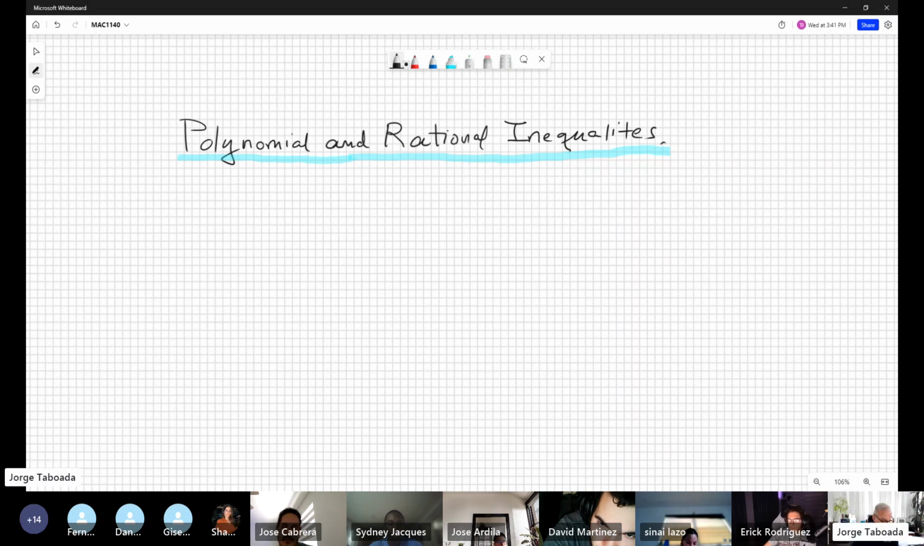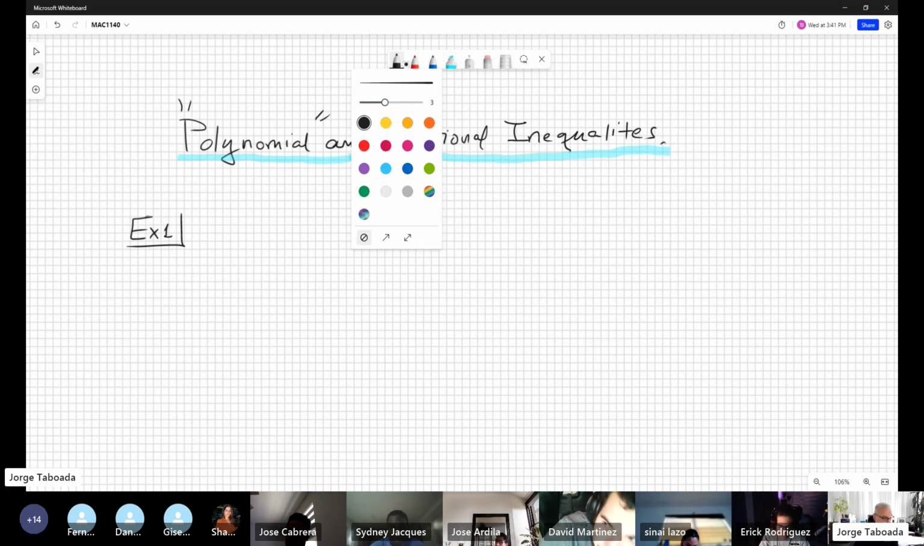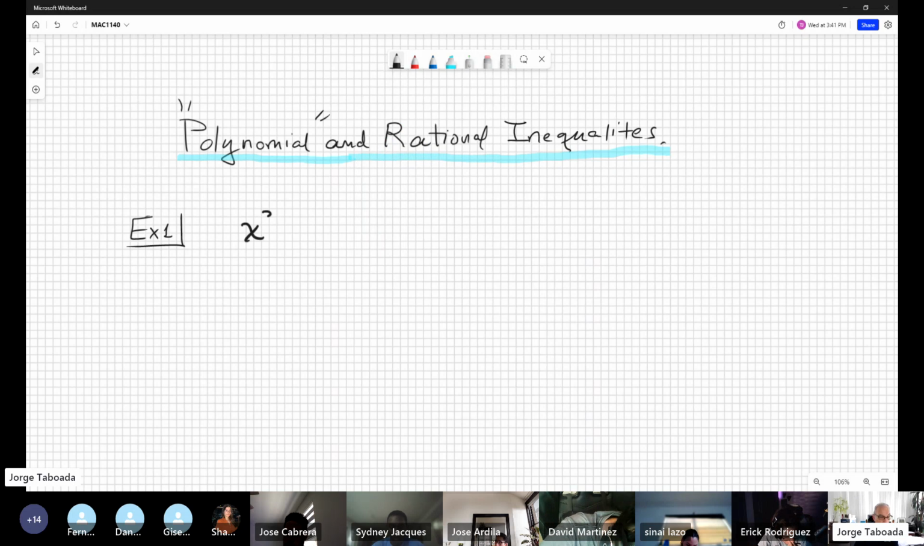So now we see this. The idea is super straightforward. It's easy. Let me start with the polynomial first, a couple of problems with polynomials, and afterwards we go back to the rational. Example number 1. Suppose that we have x cubed plus 2x squared minus 3x greater than 0.